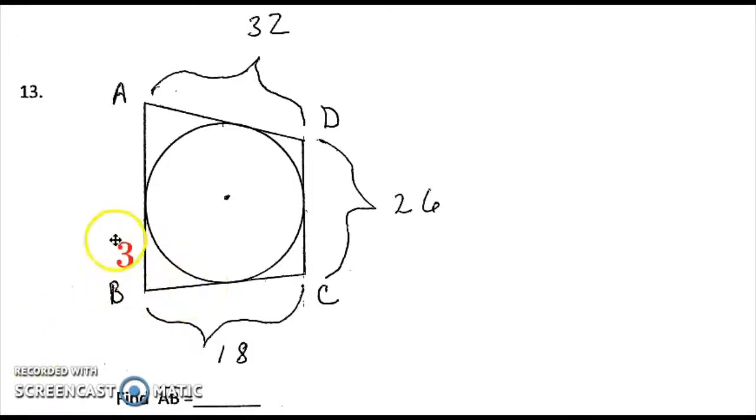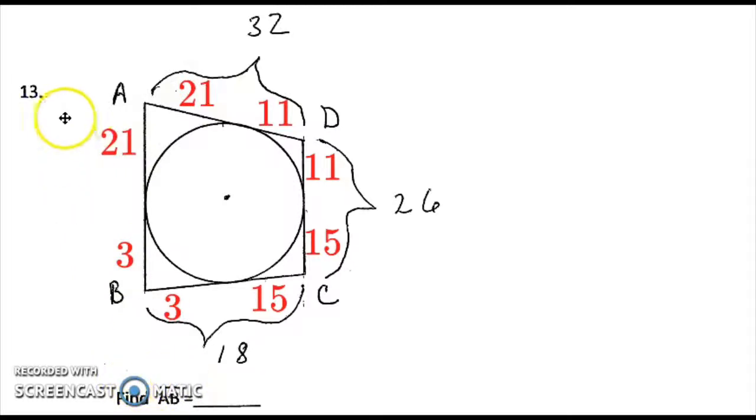We know these two are the same, so if this is 3, so is this. Now these two add up to 18, so this has to be 15. So now these two are 15. Now 26 minus 15 gives you 11 because these two have to add up to 26. Now these two are 11 because, again, they're tangent. Now these two add up to 32, so 32 minus 11 is 21. Now these two have to be the same because they're tangent, so it's 21.